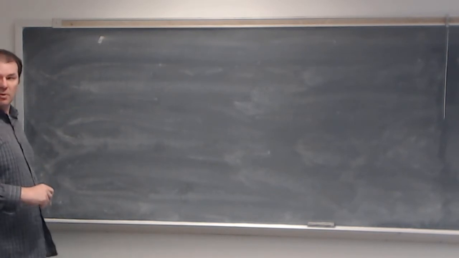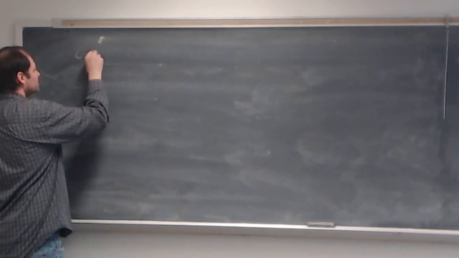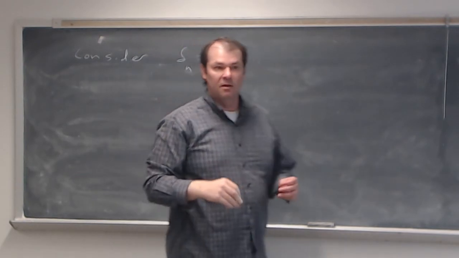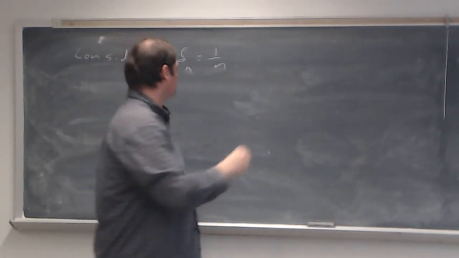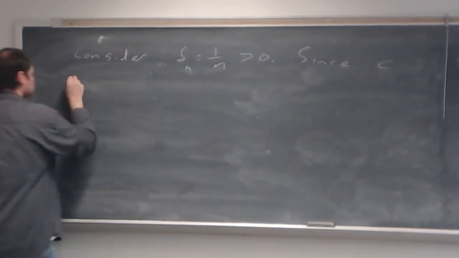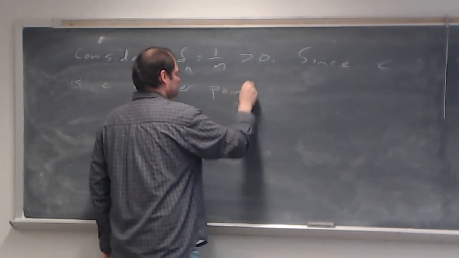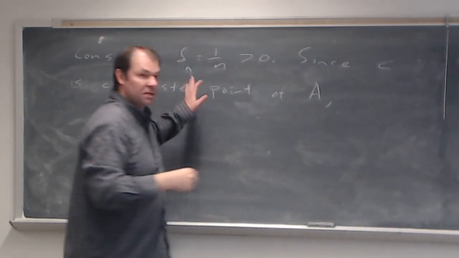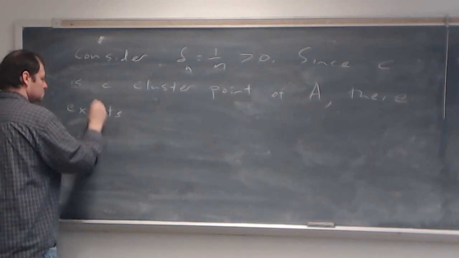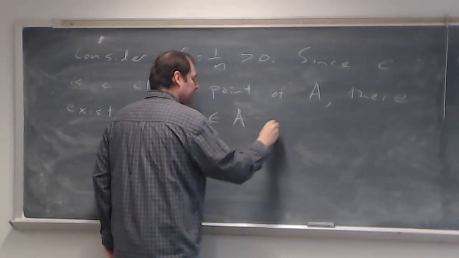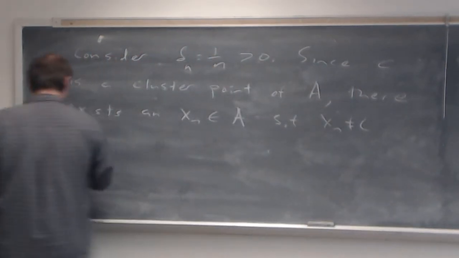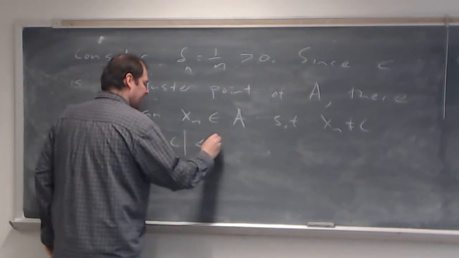So, how do I produce this sequence? Well, here's what I do. Consider deltas equal to 1 over n. So I'm thinking of a bunch of deltas, delta sub n equal to 1 over n. For each particular n, that's a positive number. Since C is a cluster point, I'm giving you a delta, 1 over n. Then there exists an x of n, this particular term, in A, such that x of n is different from C, because that's what it means to be a cluster point. I can find something different from C in A, with the distance between x of n and C less than delta, which I'm saying is 1 over n.